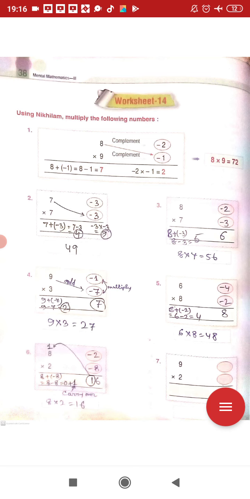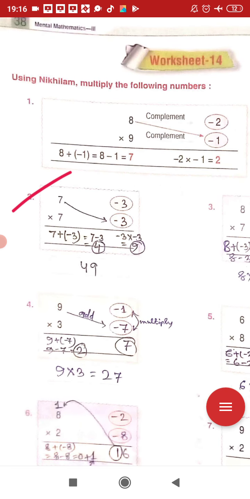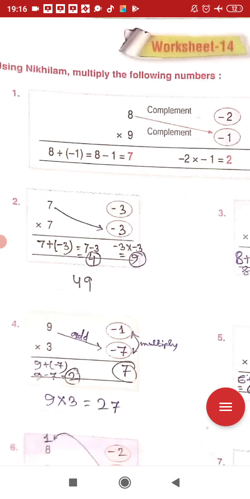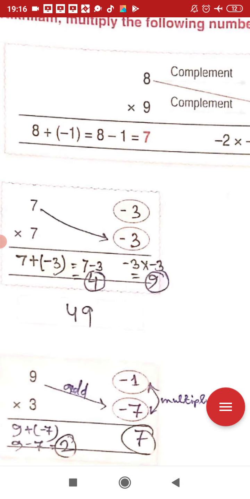7 and 7. You know that 7 7s are 49. But how to make the calculation using NIKHILAM? Using NIKHILAM or complement? As usual, the first step says that we need to find out the complement. So just find out the complement of 7. So the complement of 7 is minus 3. Just write minus 3 on the right of each number. Both are same, so that is why we are getting the same complement, minus 3.